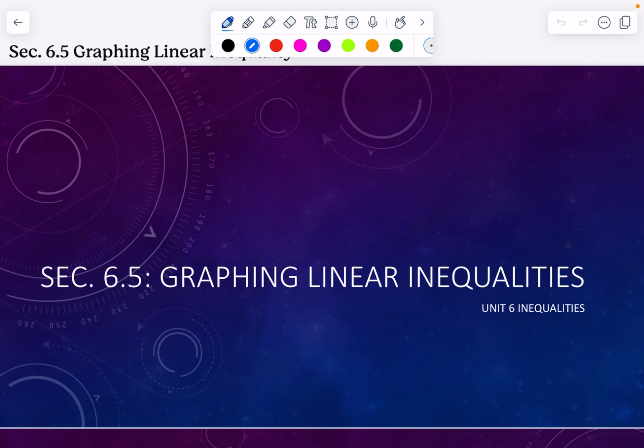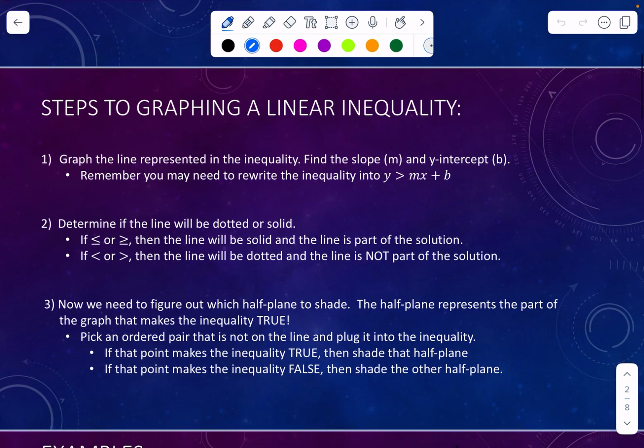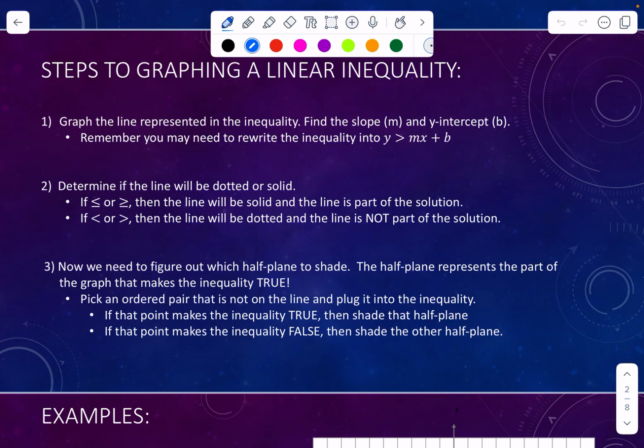On in Unit 6 with inequalities. Today we're going to do Section 6.5, Graphing Linear Inequalities. So the steps to graphing a linear inequality, here's what we're going to do. We're going to graph the line represented in the inequality. In other words, you need to find the slope and the y-intercept.